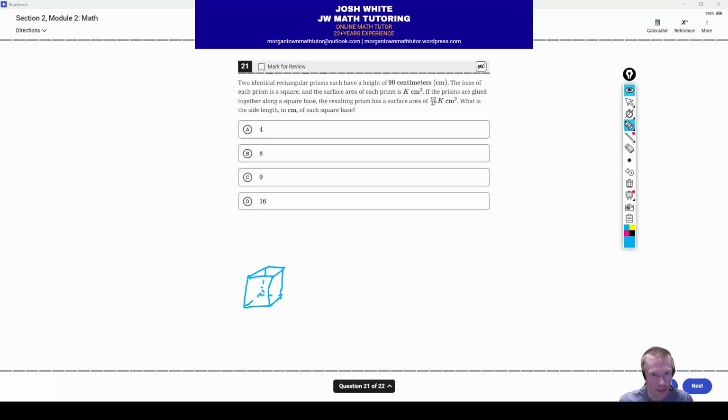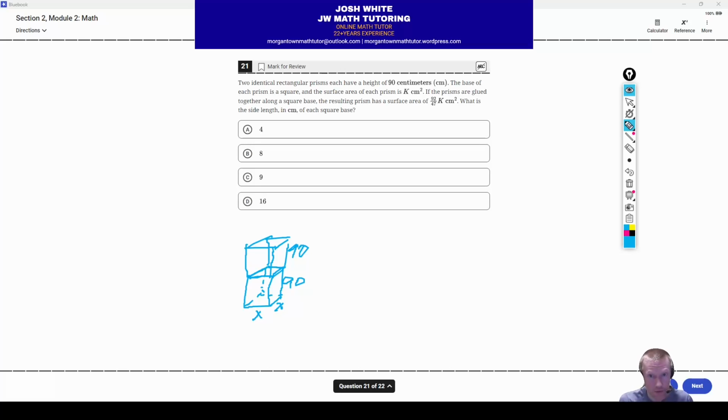All right. And then what you have, and a couple of things: the height is 90. They tell us the surface area is k squared, whatever. We'll get to that in a second. The base is a square. So whatever, this is x, this is x. We don't know the value, but we know they're the same. Okay, and now on top of this, we have another prism, with the same height of 90. They want to know the side length of the base.